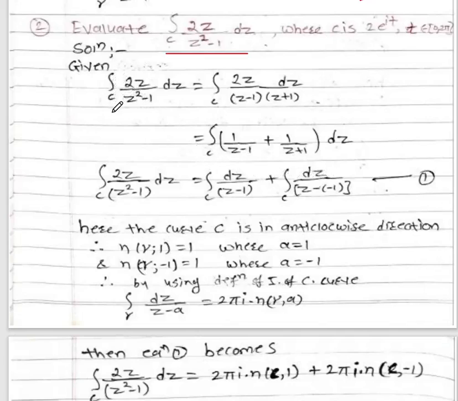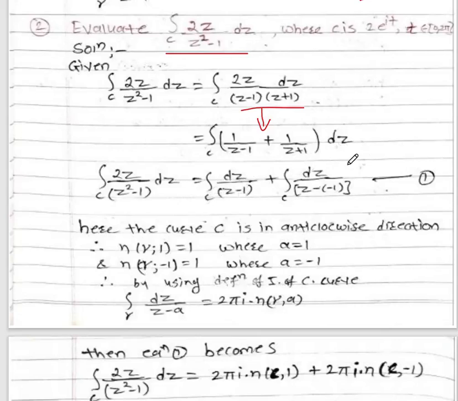The given integral can be written as 2z upon z square minus 1 dz. Using a square minus b square, z square minus 1 can be written as z minus 1 times z plus 1. If you take the cross multiplication, and after taking addition and subtraction, you will get 2z upon this term. That means this integral can be written in this form.